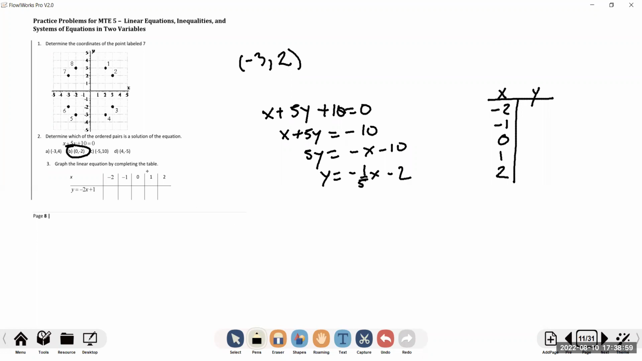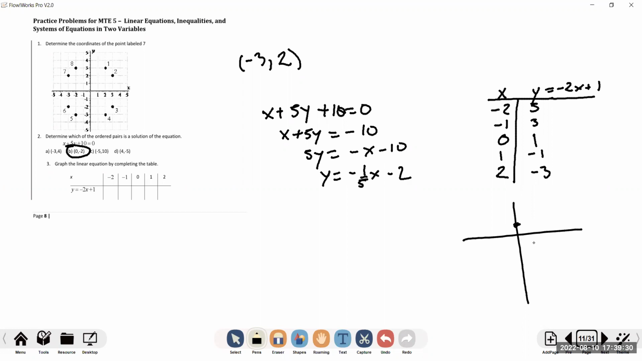Now let's go ahead, y is equal to -2x plus 1. So when I stick in my x, I get y. I'm going to subtract 2 as I go along. I'm going to add 2 coming this way. And then I'm going to sketch a graph of my linear equation from these ordered pairs.